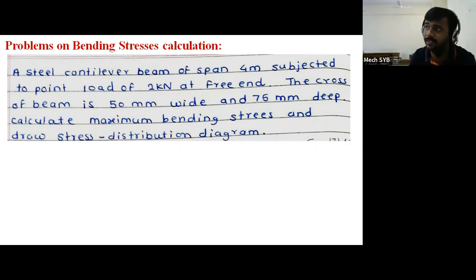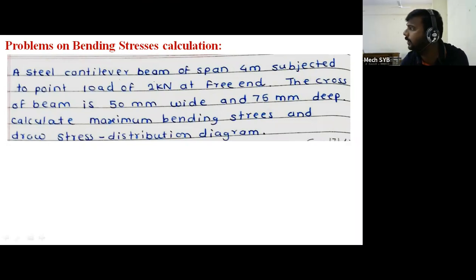Problems on bending stress calculation. Okay, so we will read the statement carefully first. We have to understand which type of beam is there, which type of load is there, and what exactly we have to calculate. See, a steel cantilever beam.